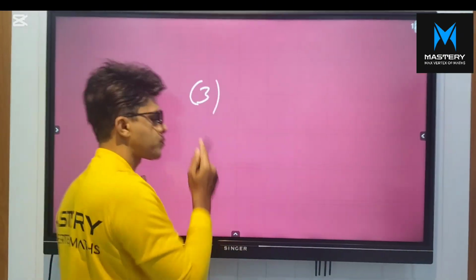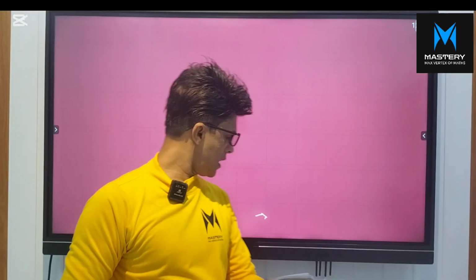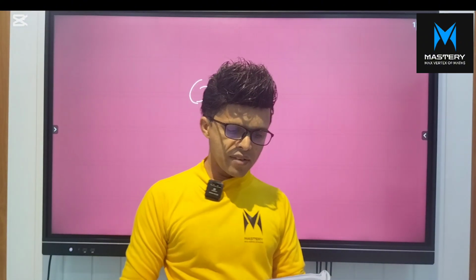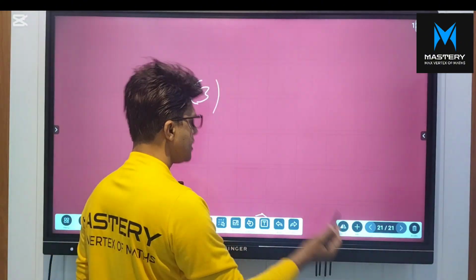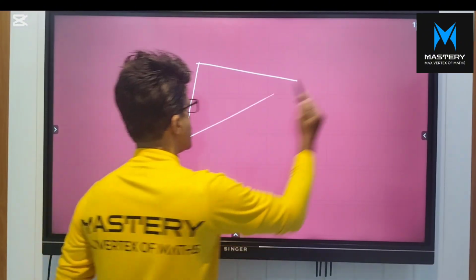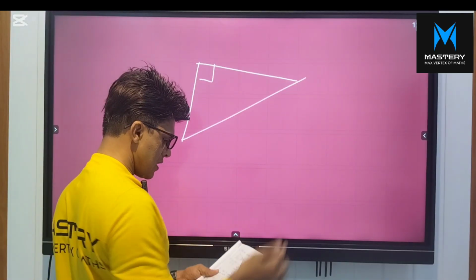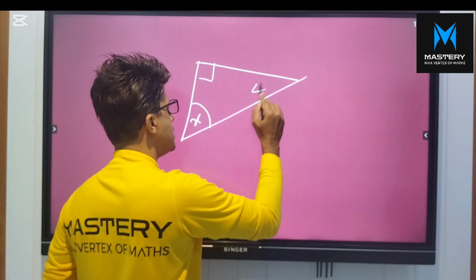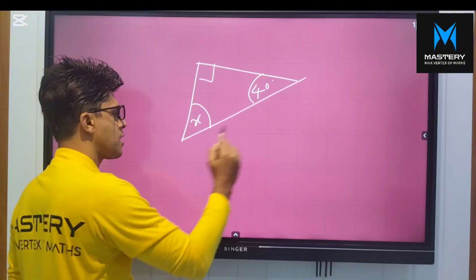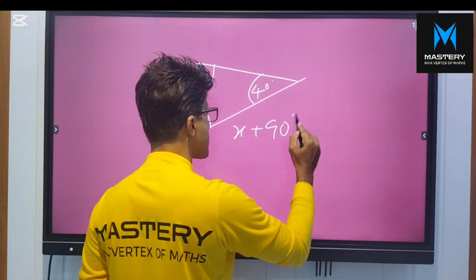Third question. The third question is find the value of x. We've been given a triangle. The sum of interior angles of a triangle is 180 degrees. Here x, here 40. We could set up an equation, and by setting up an equation, we are able to get the value of x.